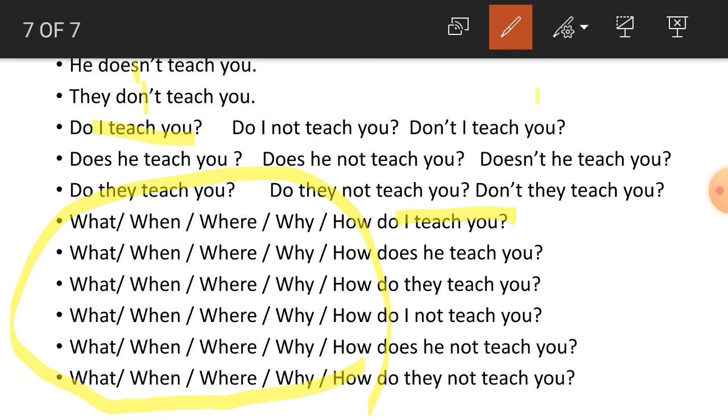Here you can check. Does he teach you? Okay, students. Do they teach you? Do I not teach you? Students, I think you know very well. Does he not teach you? Do they not teach you? The situations are the same. Only there is a slight difference of WH words.